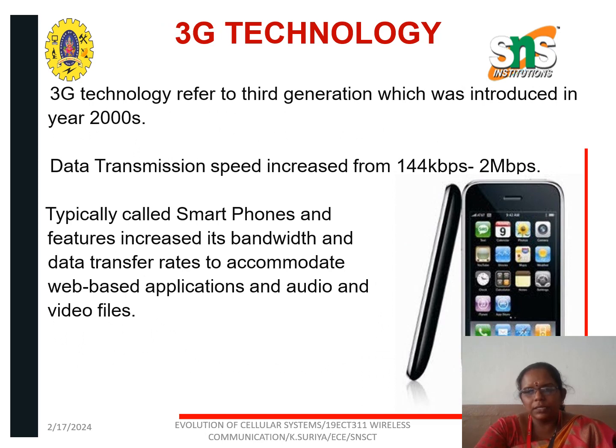Next one is 3G technology. So 3G technology is the third generation technology which was introduced in the 2000s. The data transmission speed ranges from 144 kbps to 2 mbps. Typically, these 3G technology mobile phones were known as smartphones because of their increased bandwidth and data transfer rates.